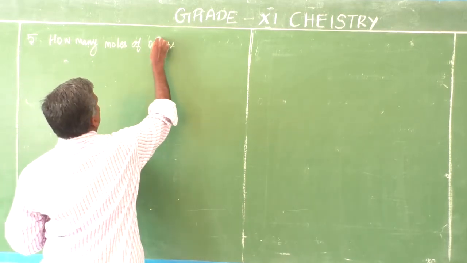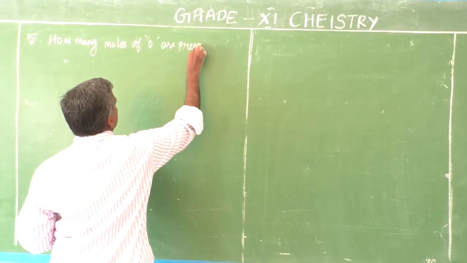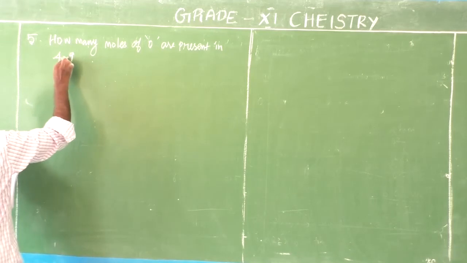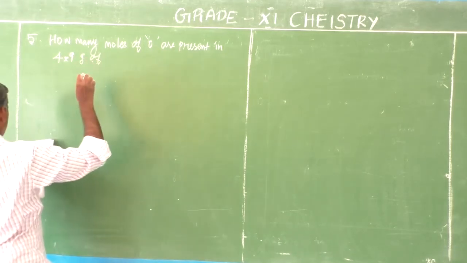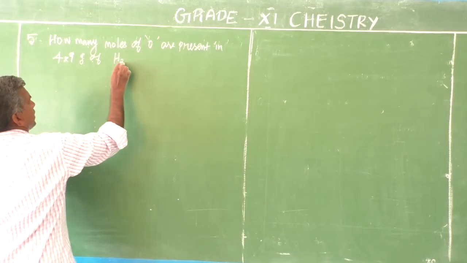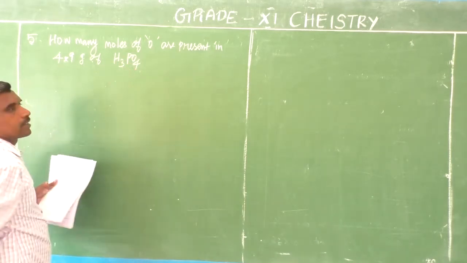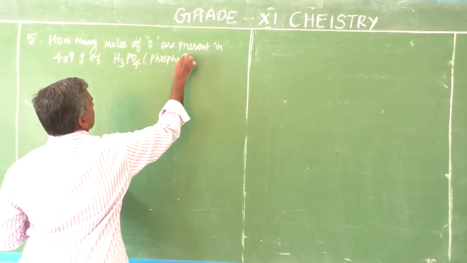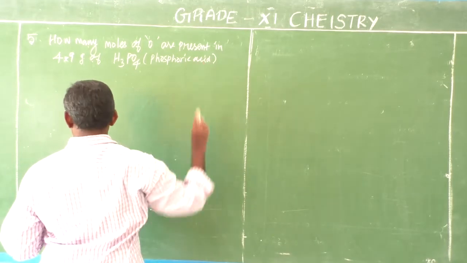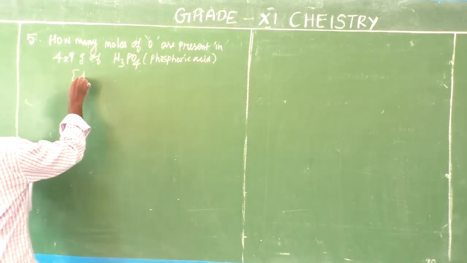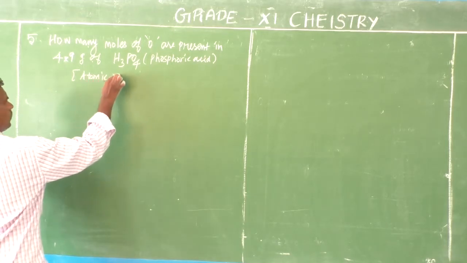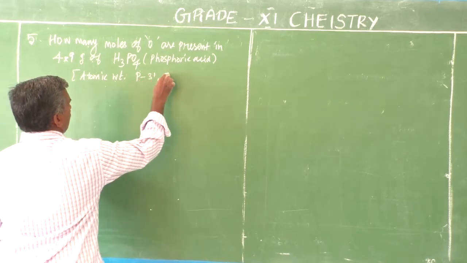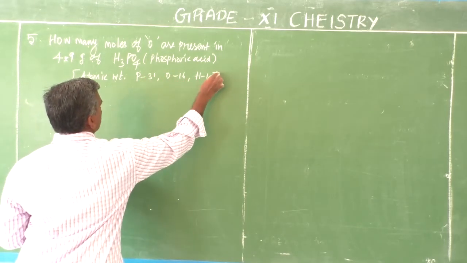are present in 4.9 gram of phosphoric acid? This is phosphoric acid. Data, atomic weight: atomic weight of phosphorus 31, oxygen 16, hydrogen 1.